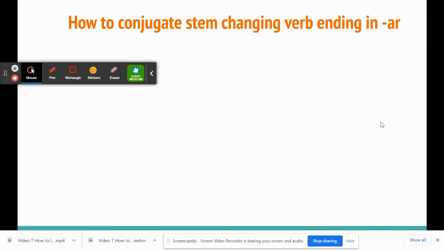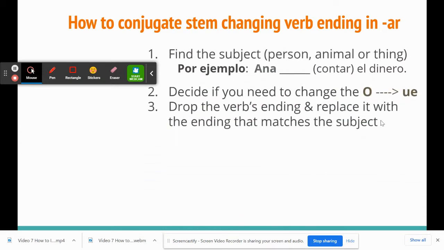Okay. How to conjugate stem changing verbs ending in AR? We're going to learn 3 steps to conjugate verbs. The first step will be to find the subject. The subject is always a person, an animal, or a thing. Por ejemplo, Ana, contar, el dinero. The second step will be deciding if you need to change the O in the verb contar to a UE or not. And the last step will be to drop the verb ending.